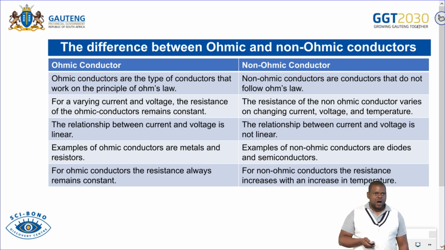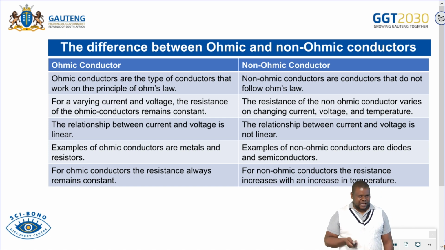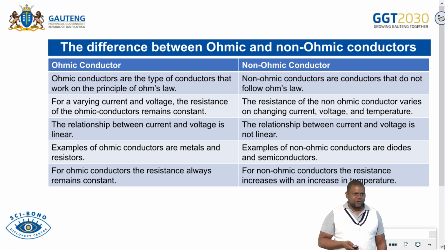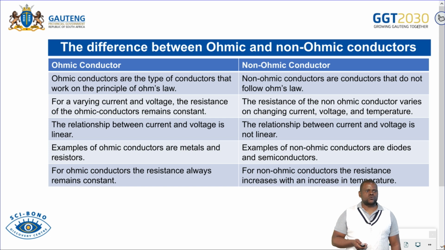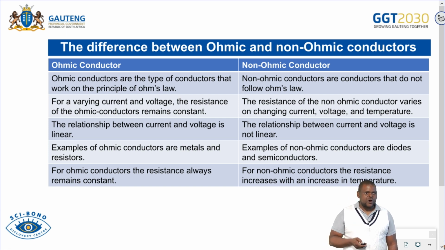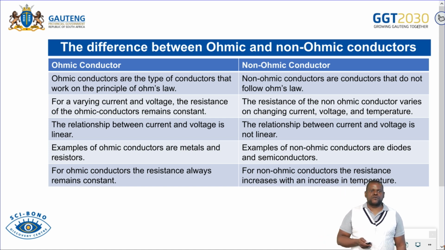Okay, we're continuing. What is the difference between ohmic conductor and non-ohmic conductor? We need to know this, grade 11s, because they will always come in the exam. We have five differences. For ohmic conductor, we say ohmic conductors are the type of conductors that work on the principle of Ohm's law. What does that mean? It means that ohmic conductors always follow Ohm's law. They are not deviating from Ohm's law. And non-ohmic conductors, they deviate from Ohm's law.